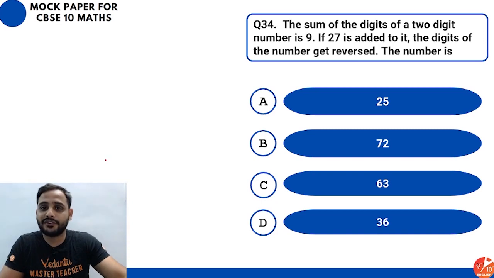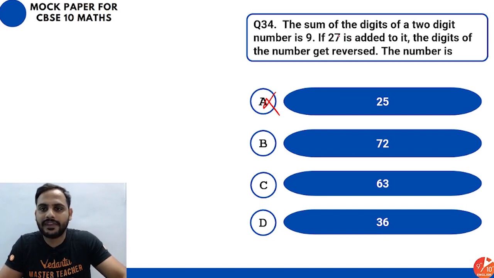Now sum of the digits of a 2-digit number is 9. If 27 is added to it, the digits of the number get reversed, the number is. Ab dekho beta, first thing, if I'm at your place, I'll definitely not mark option A. Why? Because 25, sum of the digits is not 9. 5 plus 2 is 7 only. Remaining 3 options, sum of the digits is 9.